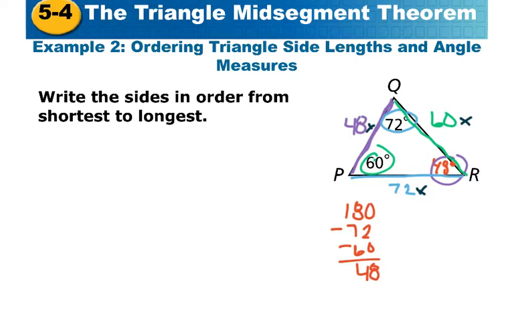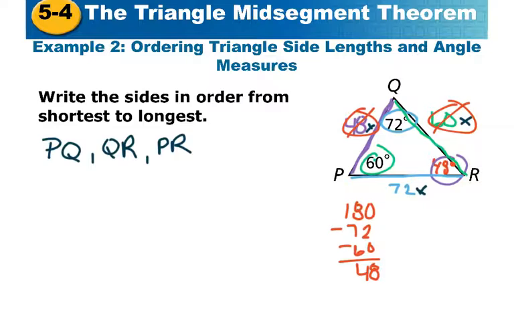So, the next piece here, when we're writing the sides in order from shortest to longest, would just be to identify the smallest number. So shortest would be PQ, because it's mentioned as being 48. Then the middle value is going to be 60, so that's QR. And then the largest value is going to be PR. Again, just reiterating that these are not actually the lengths, but they are helpful in understanding which one is going to be largest and smallest in association with its opposite angle.